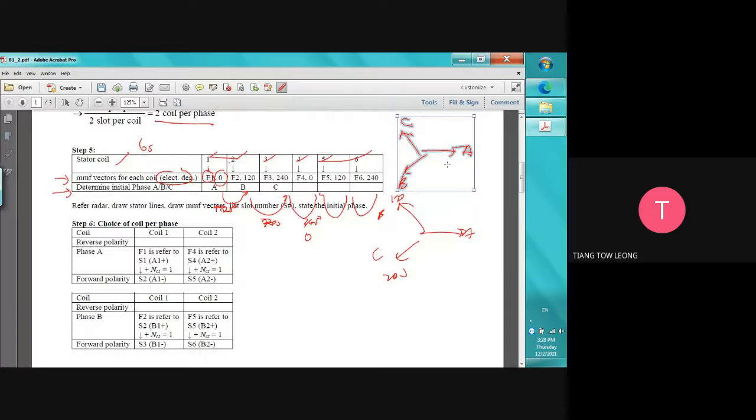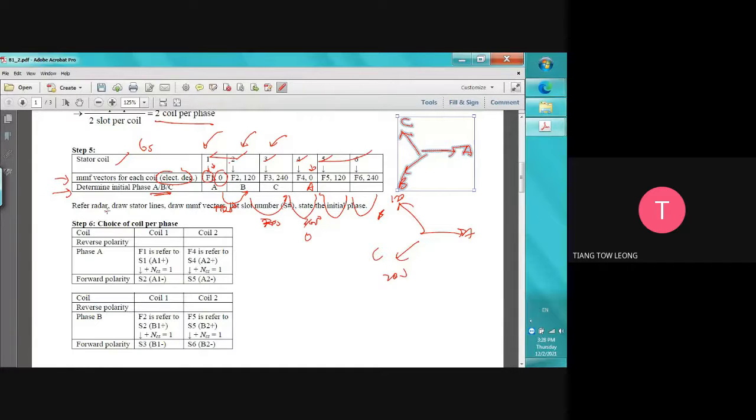And then just need to state the initial one. For example, now this is 0. This one also 0. So we cannot put double A here. We just need to start from there first. Which means phase A must have that coil of F1. Phase B must have the coil of F2. Phase C must have the coil of F3.